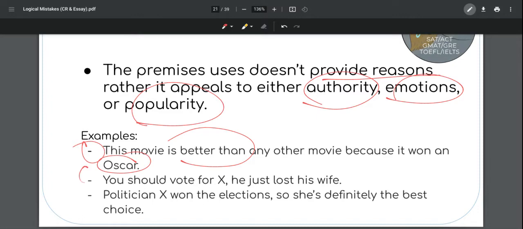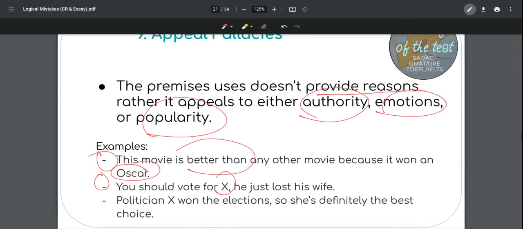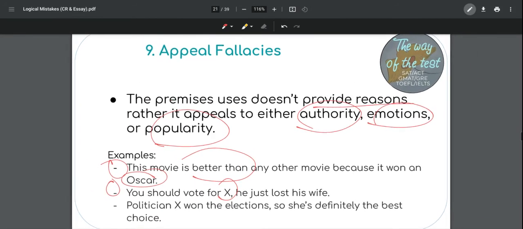The second case: you should vote for X. He just lost his wife. So basically you're appealing to emotions. This happens a lot, right? So why should I do this? Oh, because my cat died yesterday or something. So again, this is an appeal to emotions, which in real life may be a reason, but it's definitely not an argument. It's definitely not a premise to satisfy the conclusion.